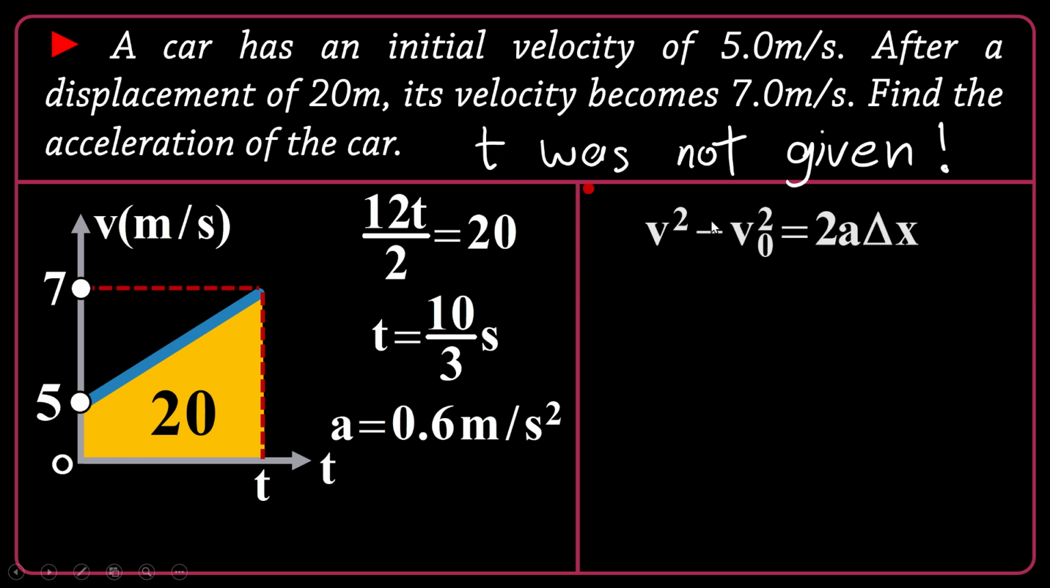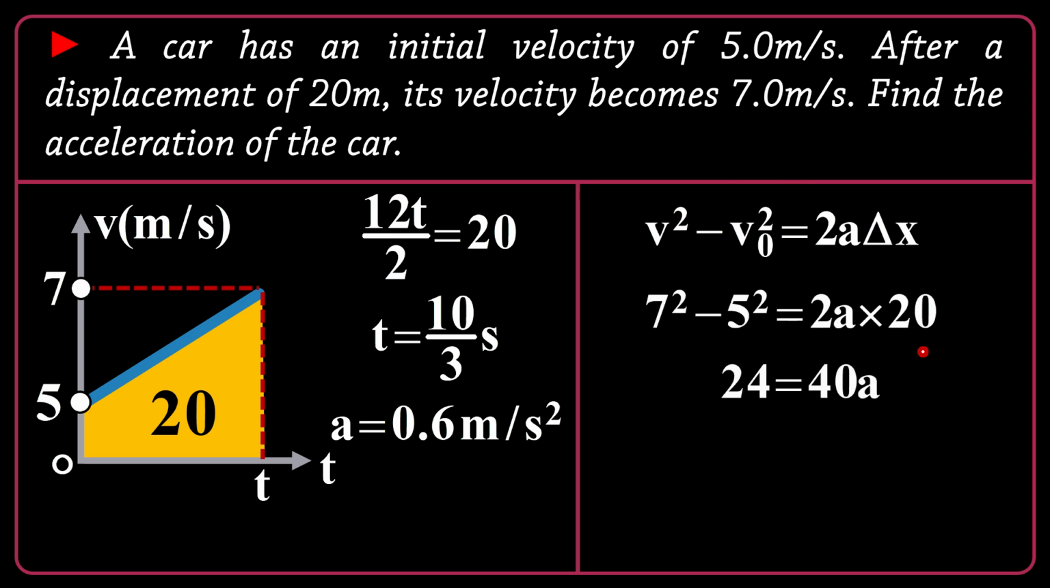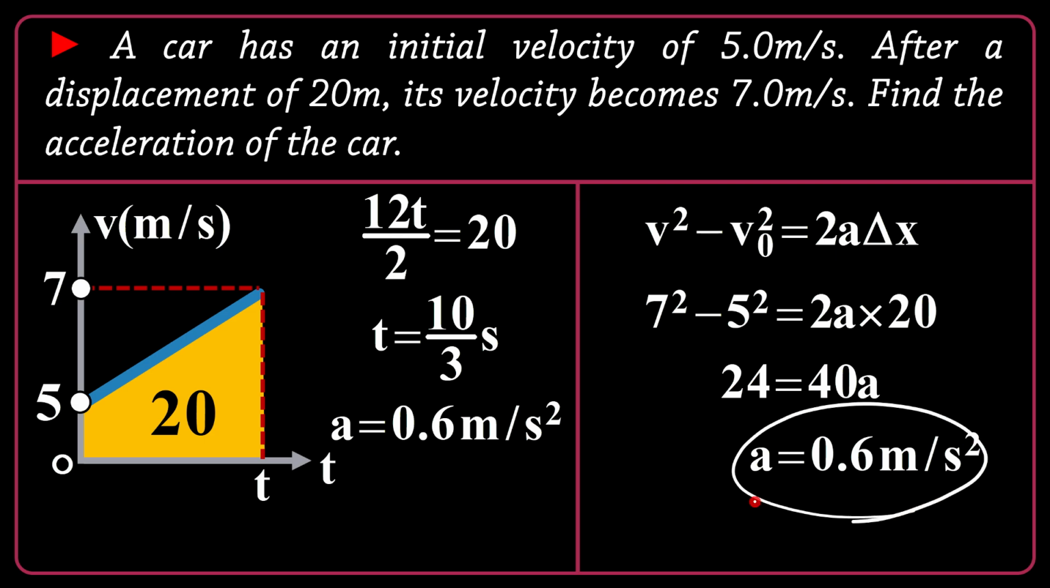Time independent equation is something that seems like a shortcut eliminating the time. V squared minus V naught squared is equal to 2a delta x. Final velocity is 7. Initial velocity is 5 and delta x is 20. So the only thing that remains is the acceleration. I will do the calculation. I will get the same value, 0.6 meters per second squared.